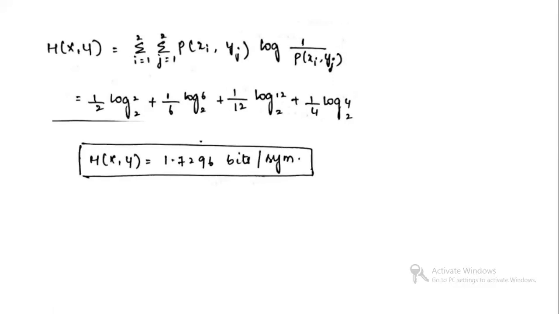In the theory part, we had studied the relationship between the joint entropy, conditional entropy, and the output entropy. By using the same relation, now we can calculate the conditional entropy values. How to do that? H of y by x equal to H of x comma y minus H of x.